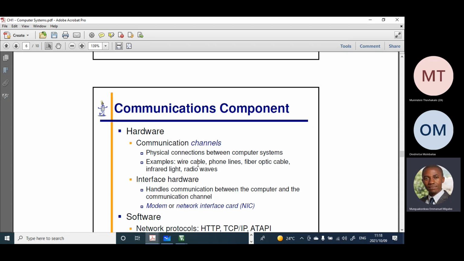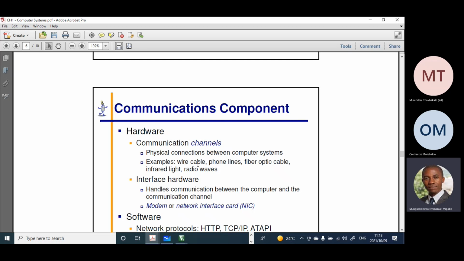On the hardware side, you've got your communication channels, which could be physical connections between two computers. That will be the case of phone lines, optical fibers, wire cables, infrared lights, radio waves could make up the channel. So that's the medium through which data is transferred from one point to another. And it's made up, of course, of interface hardware as well, which handles communication between the computer and the communication channel. So these are your modems and network interface cards.